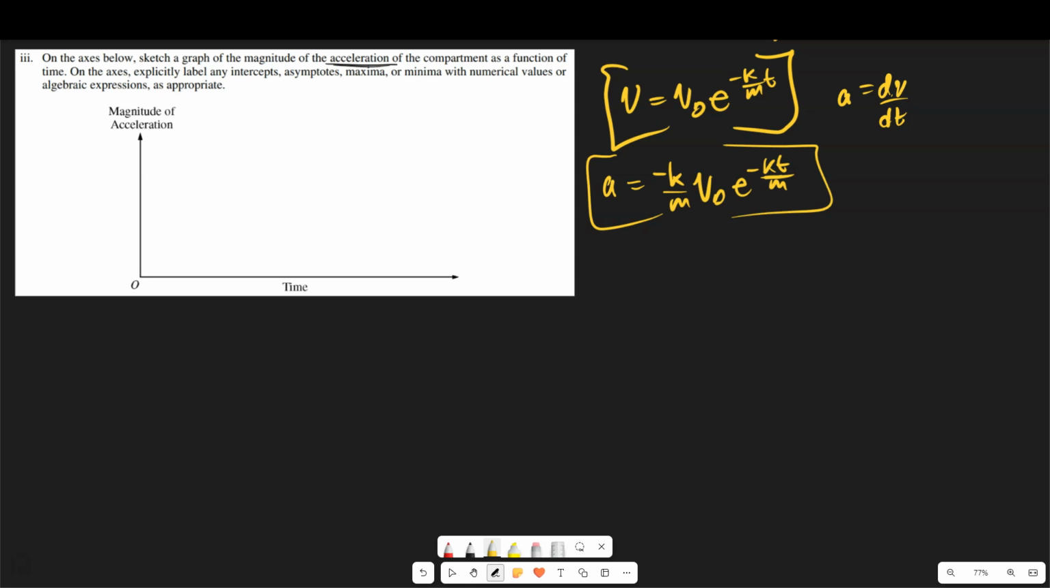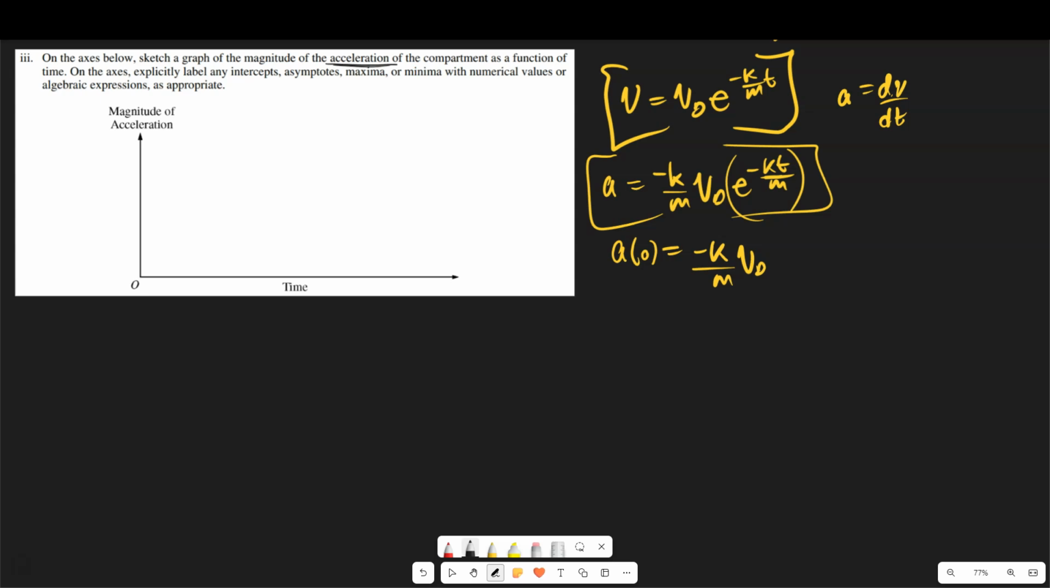Then it says, on the axes explicitly label any intercepts, asymptotes, maxima or minima with numerical values or algebraic expressions. One thing we can do is ask, what would be the acceleration at time equals 0? Anything to the 0 power is just 1. So this whole business up here, in parentheses, reduces to 1 at time equals 0. So at time equals 0, our value is minus k over m times vd.